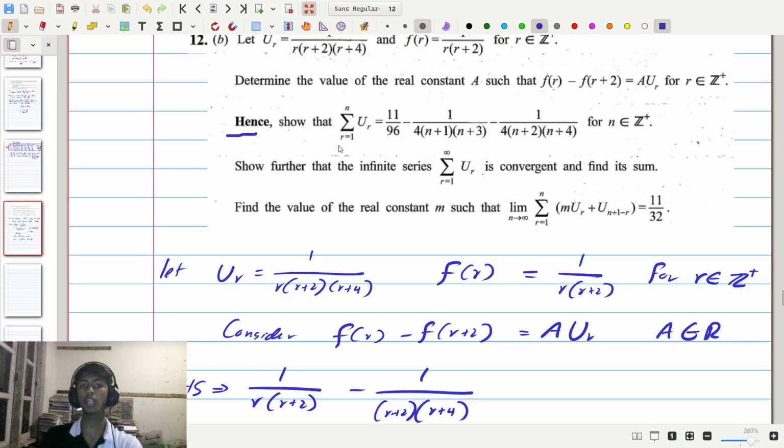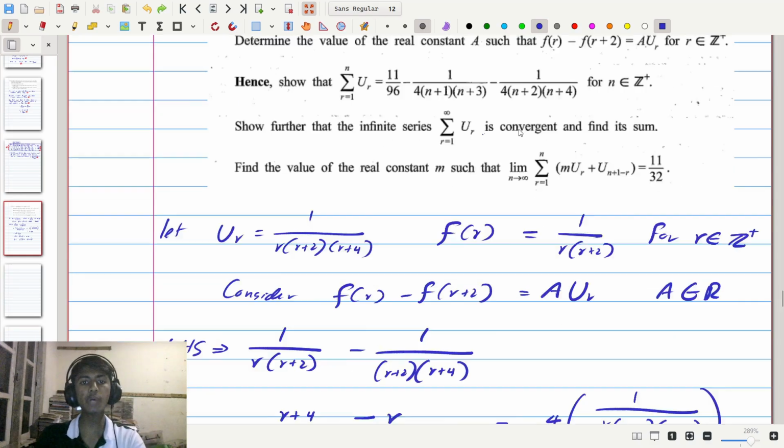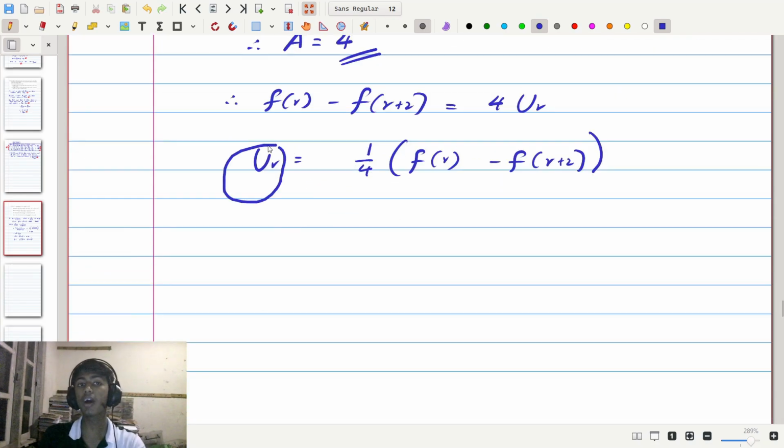Now after this, moving on to the next part of the question, we are asked to hence show that the sum from r equals 1 up to n of u of r is equal to all of this. Now to do this, we're going to consider the values of u of r and use the substitution that u of r is equal to 1/4 of f of r minus f of r plus 2, and when we do this, we will see that the sum we get is a telescoping sum, meaning that the terms in the middle cancel out and we're left with only a few terms at the start and a few terms at the end.